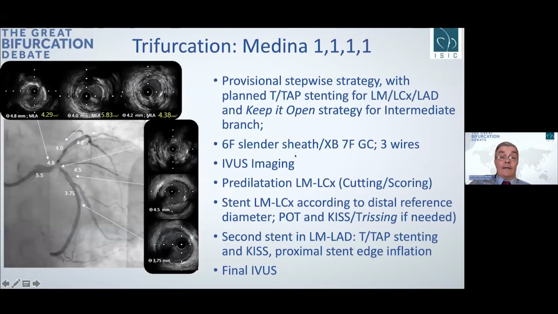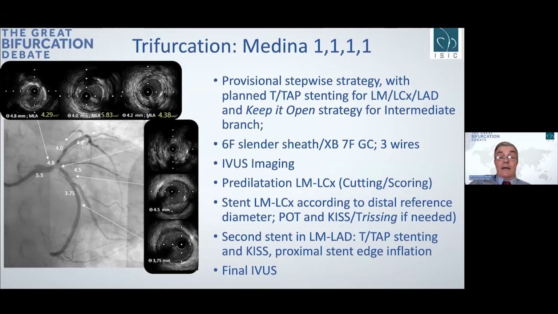However, in this case, I would do a relatively similar strategy, but because of plaque distribution in front of the ostium of the circ, my strategy would be a slender sheet, of course, 7 French inside, extra backup with 3 wires, so LAD, intermediate, and circ. IVUS imaging was already done, and then pre-dilatation towards the circ with cutting or scoring because of the presence of calcium, or another adequately sized balloon.